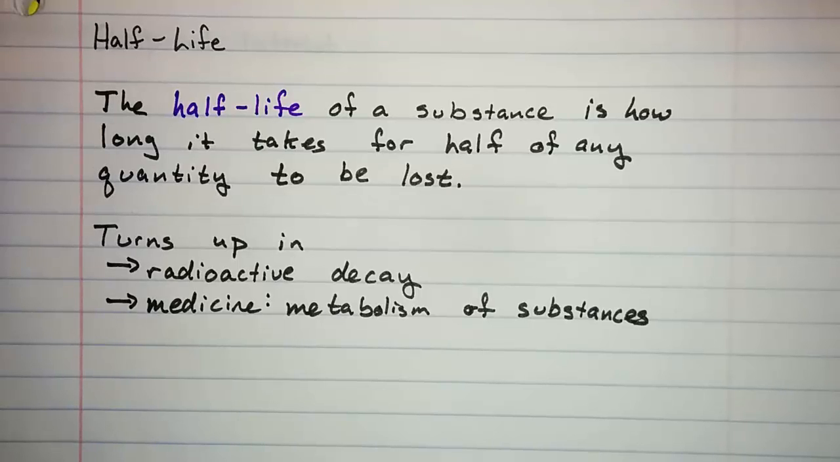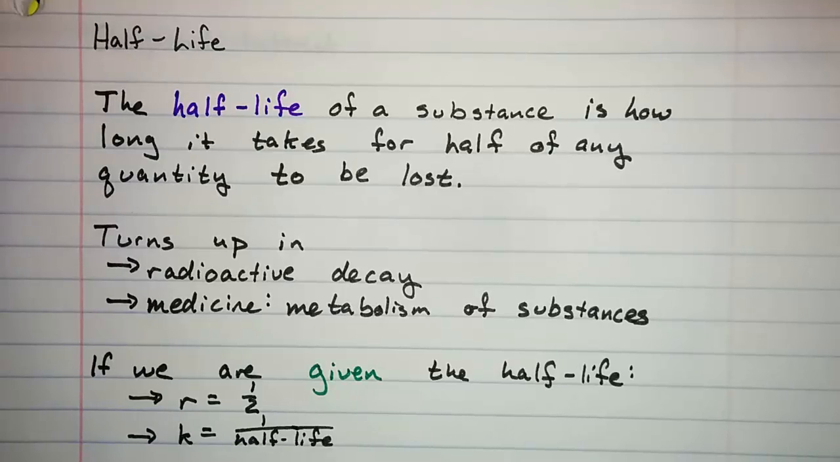So how do we use half-life? It's pretty simple. If we're given the half-life, the common ratio is going to be a half, and the scale factor is going to be 1 over the half-life. 1 over the half-life. That seems weird.